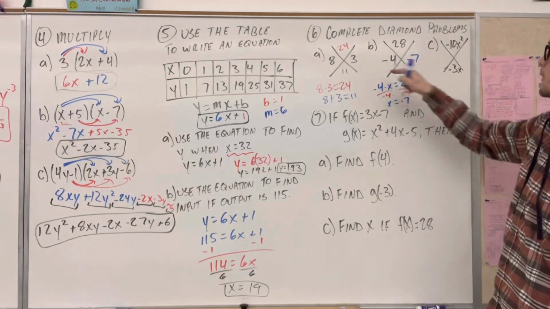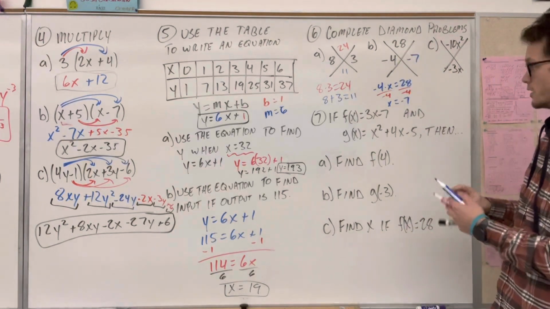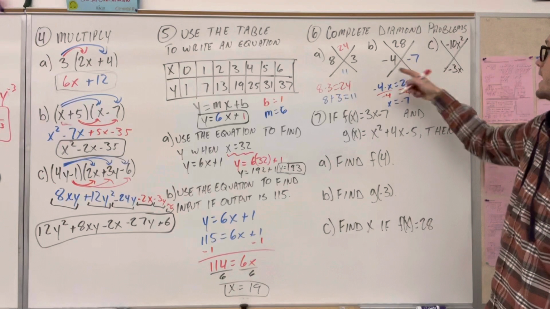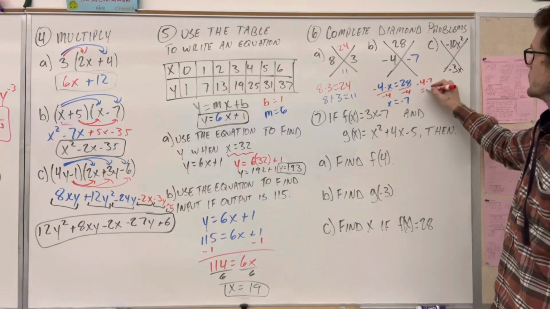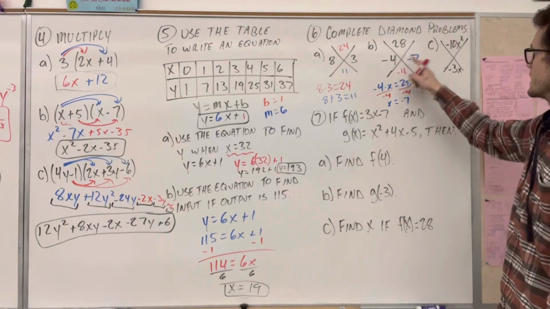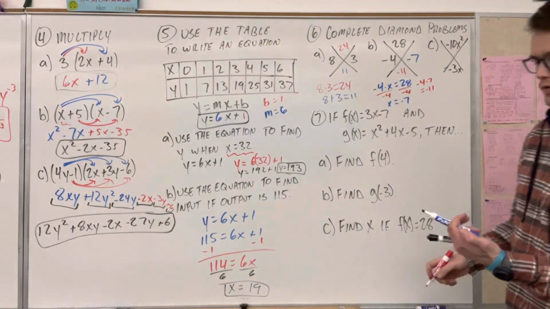-7 times -4, well, negative times negative is a positive, 4 times 7 is 28. Boom, that one checks out, good news. Now we just add these together, -4 minus 7, -4 minus 7, well, that equals -11. Running out of space, my work is a little sloppy, but the work is there. That's all I'm asking you to show as well.